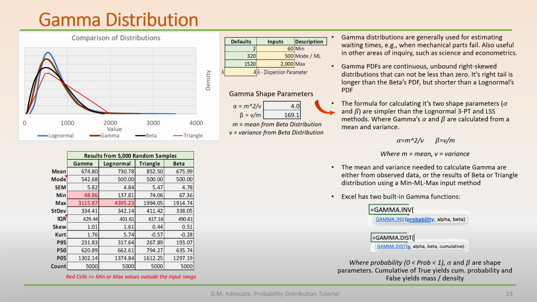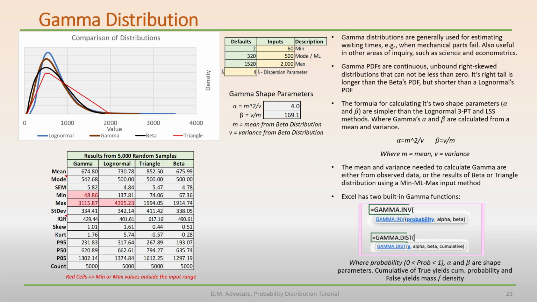The formula for calculating its two shape parameters, alpha and beta, are simpler than the log normal 3-point or LSS methods, where gamma's alpha and beta are calculated from mean and variance. The mean and variance needed to calculate gamma are either from observed data or the results of beta or triangle distributions using a min, most likely, max input method.